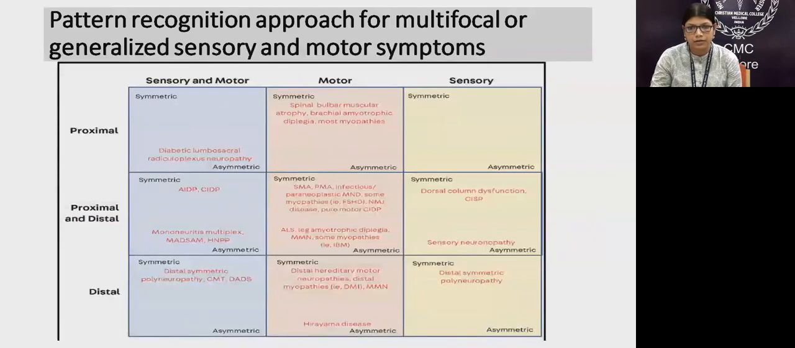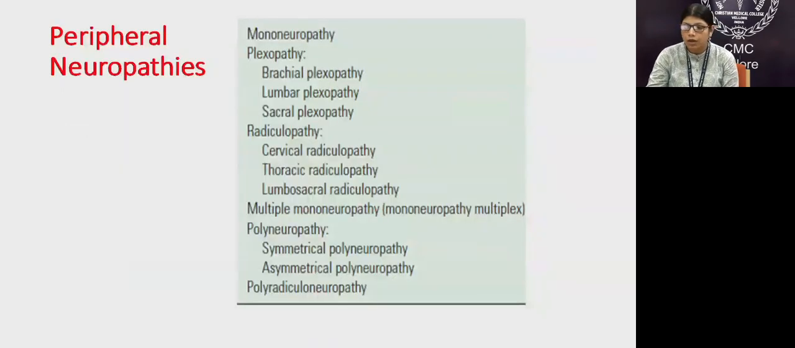The same 10 patterns can be easily put into a 3 by 3 table, with symmetric and asymmetric presentation, with proximal, distal, and with sensory and motor involvement, and can be worked out in this. This will be an easy slide to remember to figure out the pattern of neuropathic disorders and their various etiologies. Now, immune-mediated neuropathies can present as a mononeuropathy, plexopathy, radiculopathy, mononeuritis multiplex. They can present as a symmetrical or asymmetrical polyneuropathy. That means multiple nerves involvement, or they can present as a polyradiculoneuropathy.